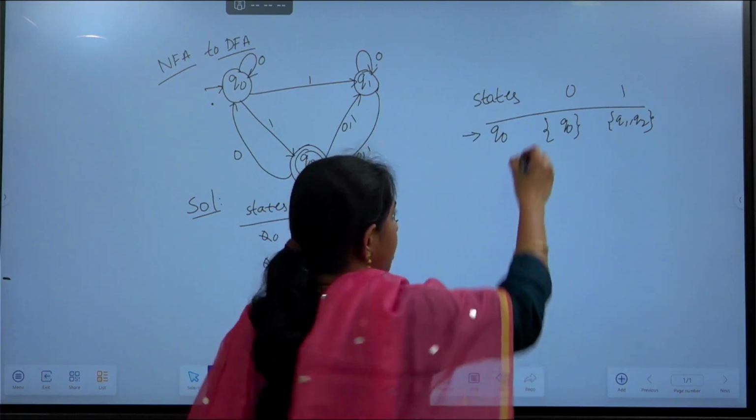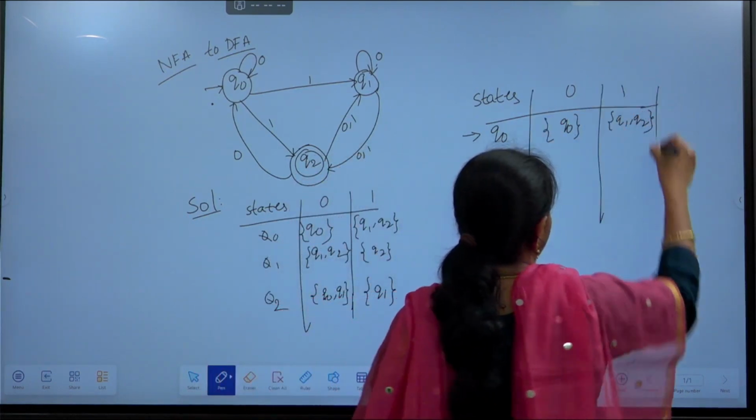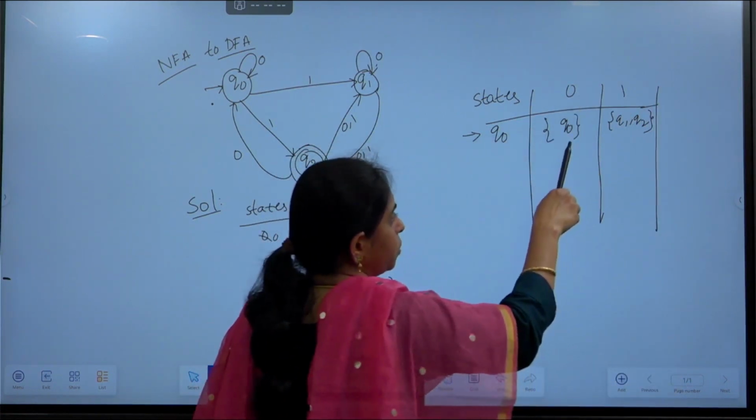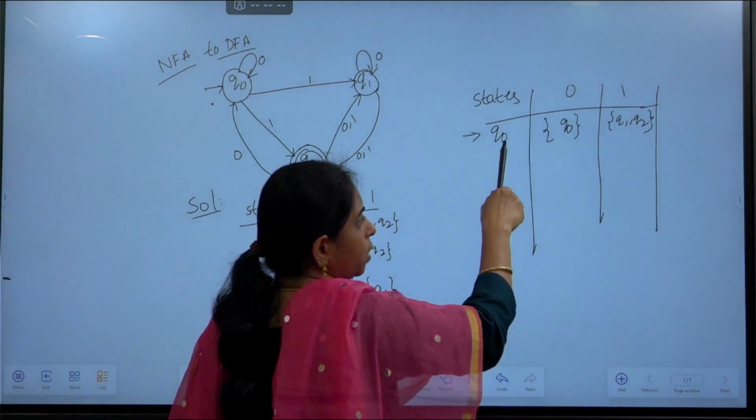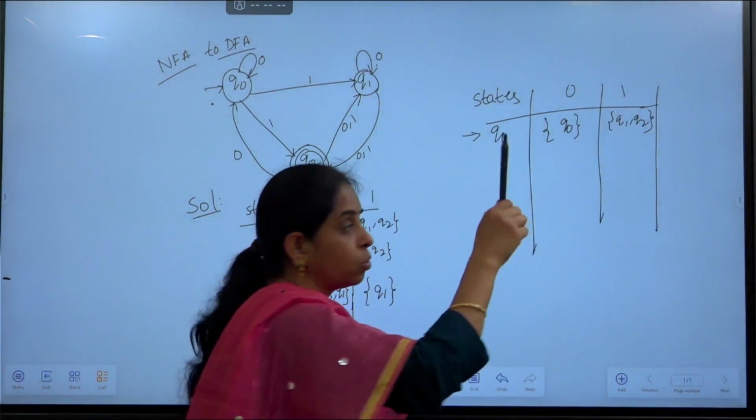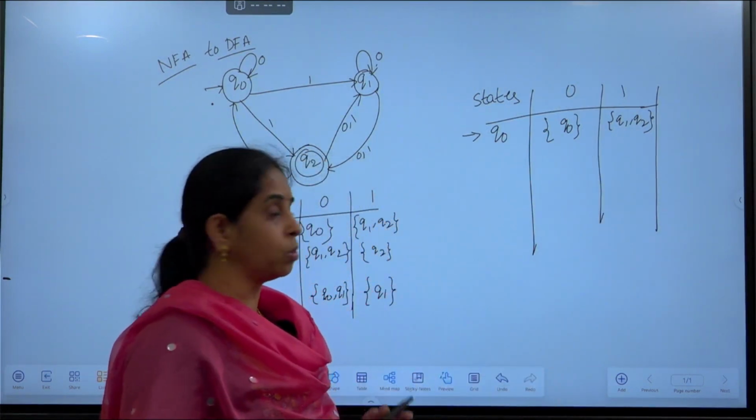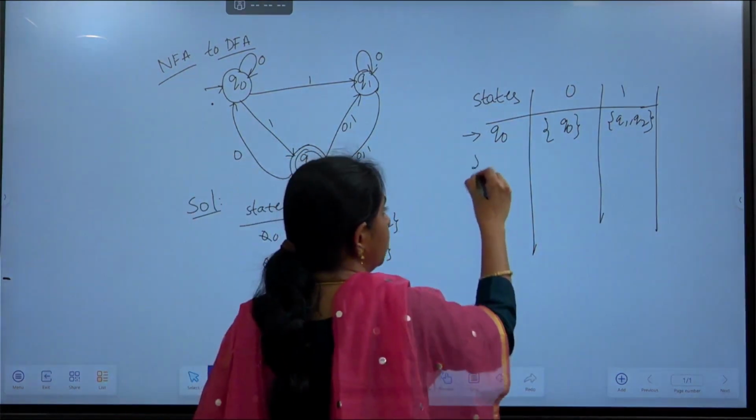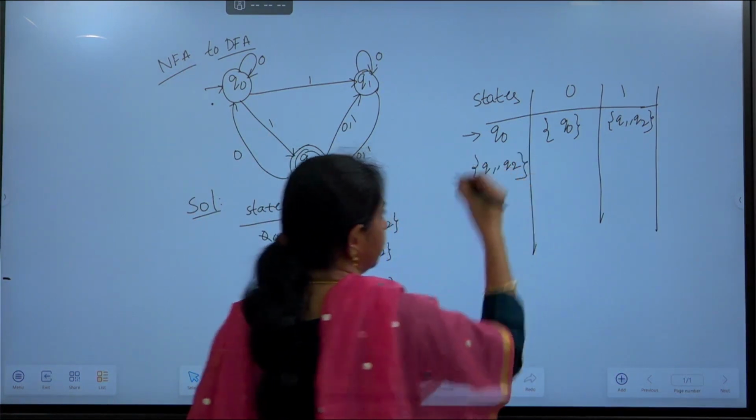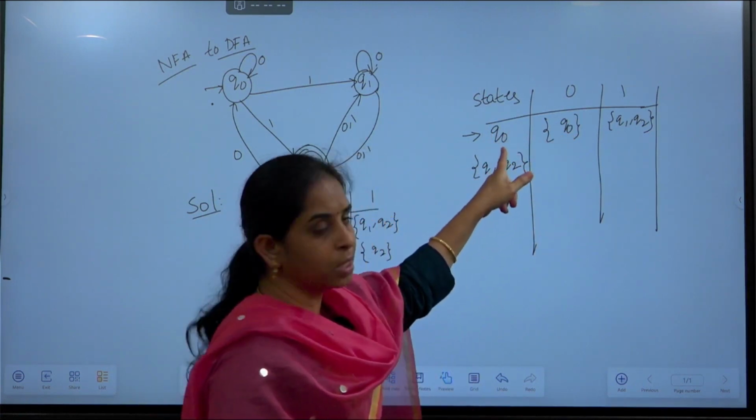Now check the states. Q0 on input alphabet 0, the Q0 state we have already written. Q0 on input alphabet 1, we have reached Q1 and Q2. Now take Q1, Q2 as the new state and write it down here. Take it as the new state. Why have we not taken Q0? Because we have already written the Q0 state.